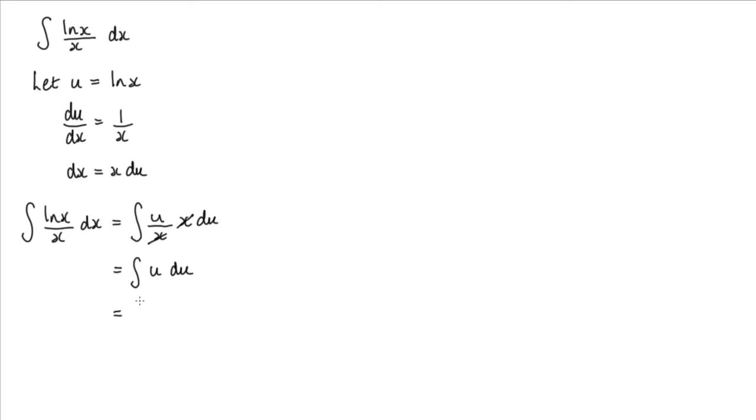So the integral of u will be u squared over 2 plus the constant of integration. And the final step is to substitute back in for u. And we know that u is equal to log x. So we get log x squared over 2 plus c.